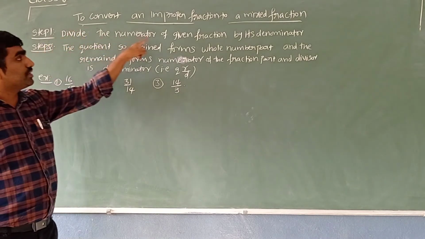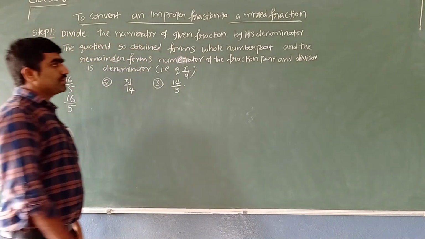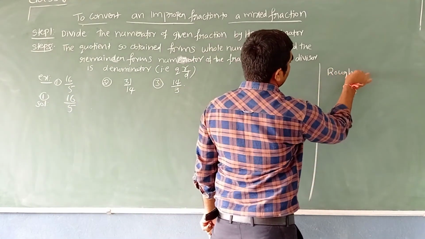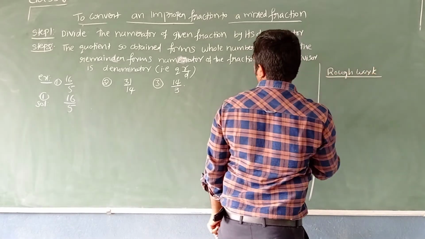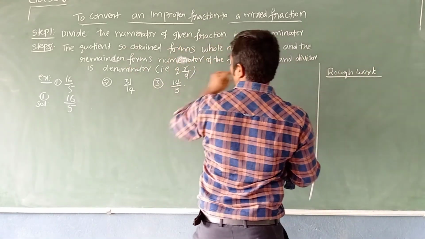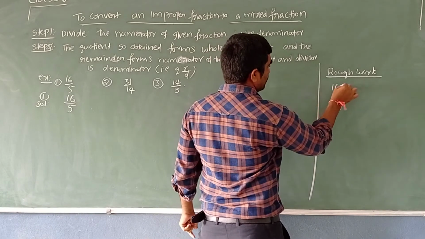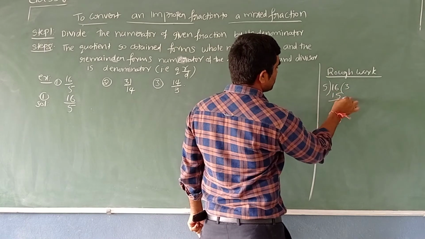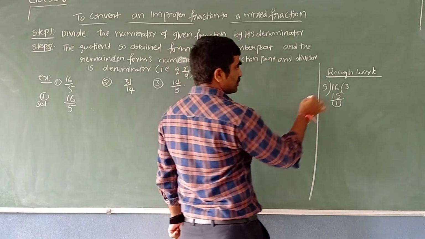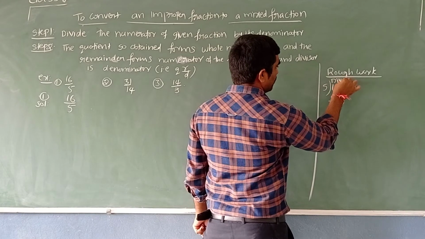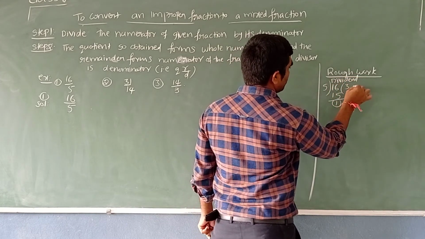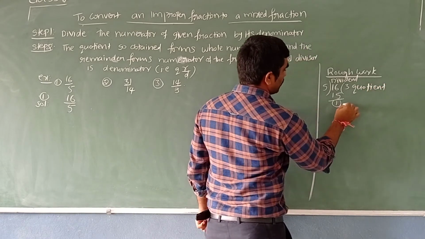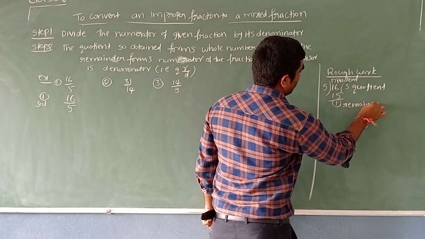What is the first step? Divide the numerator of the given fraction by its denominator. Let me go to rough work. The numerator is 16, so divide 16 by the denominator 5. 5 3s are 15. So what is the remainder? The remainder is 1. This place is called the dividend. What about this word? Quotient. It is called the quotient. And what about this? The remainder.